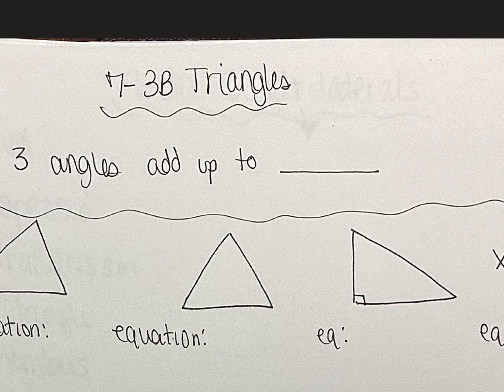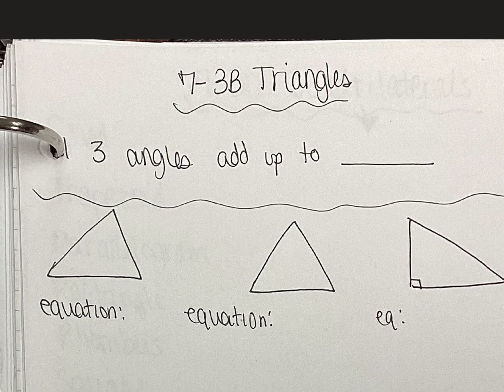Okay, our topic today is triangles. There are different types of triangles, and we're going to give labels to them based off of different criteria. The three angles in a triangle add up to a special number, and that special number is 180 degrees. So remember that. It's kind of like supplementary was 180. Angles in a triangle are also 180.